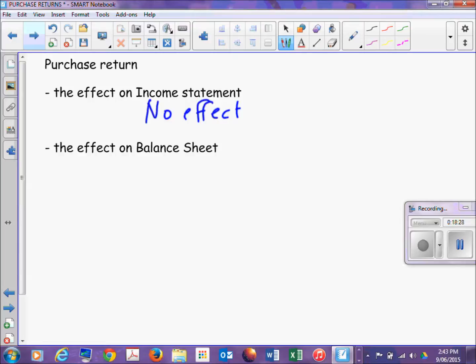What is the effect on the balance sheet? Well, let's look at our assets first. What happens to our assets? Do they increase or decrease with a purchase return? They decrease. And obviously, if the question tells you the amount, you will put the amount as well.